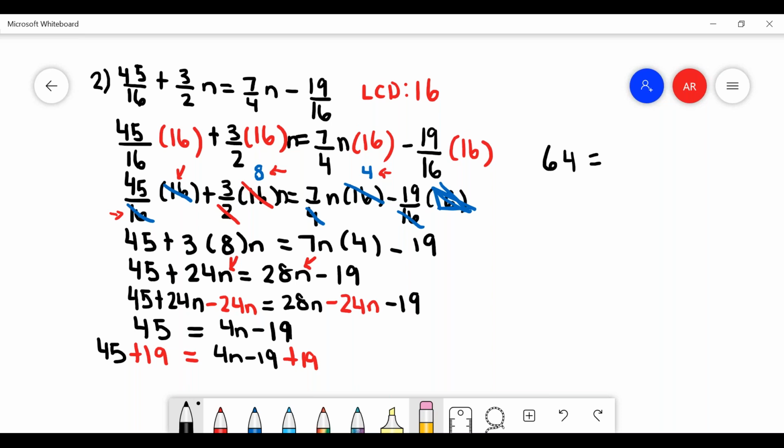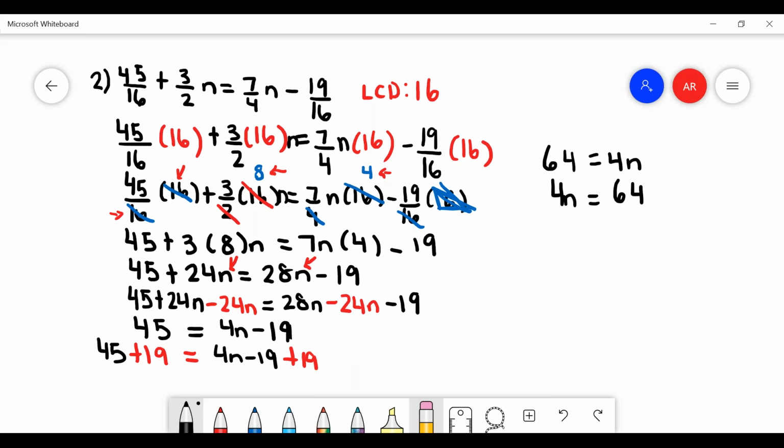And we just have 4n minus 19 plus 19. 19 and 19 will just cancel out. So we have 64 is equal to 4n. All I'm going to do now is rearrange this so the variable n comes on the left side. And now we have 4n is equal to 64.